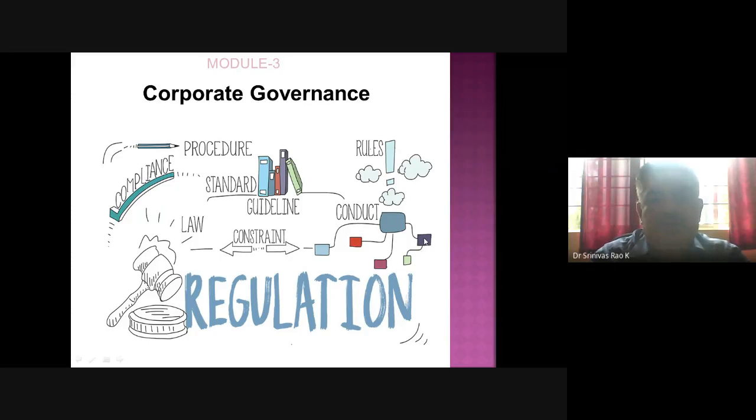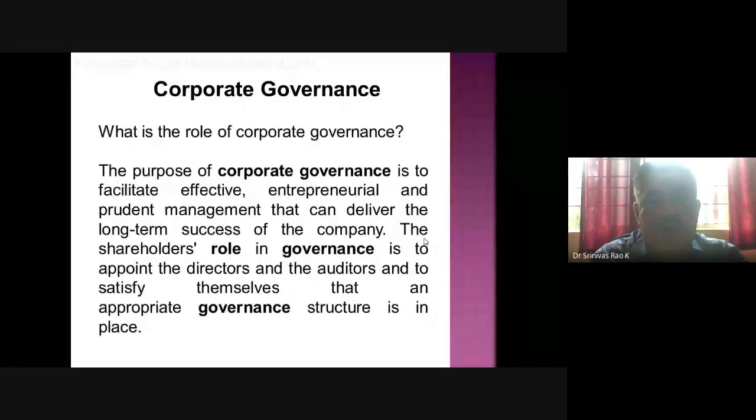So now, what is the role of corporate governance? Why is there a requirement for corporate governance? The purpose of corporate governance is to facilitate effective, entrepreneurial, and prudent management that can deliver the long-term success of the company. See, this is very important. If you do not have any rules and your own protocols or SOPs, then it is very difficult to run the business. You can run the business, but in the long run it will affect the performance of the company. So you should always have good corporate governance. The shareholders' role in corporate governance is to appoint the directors and auditors and to satisfy themselves that an appropriate governance structure is in place. So we should have proper auditors and also directors, and the shareholders will decide who will be part of the company.